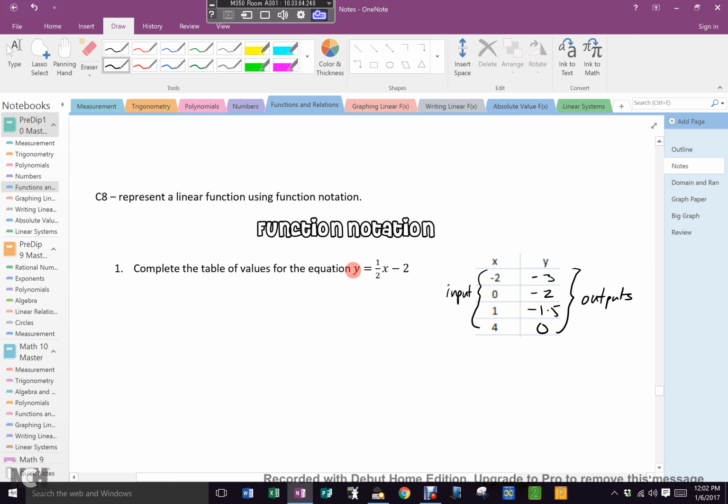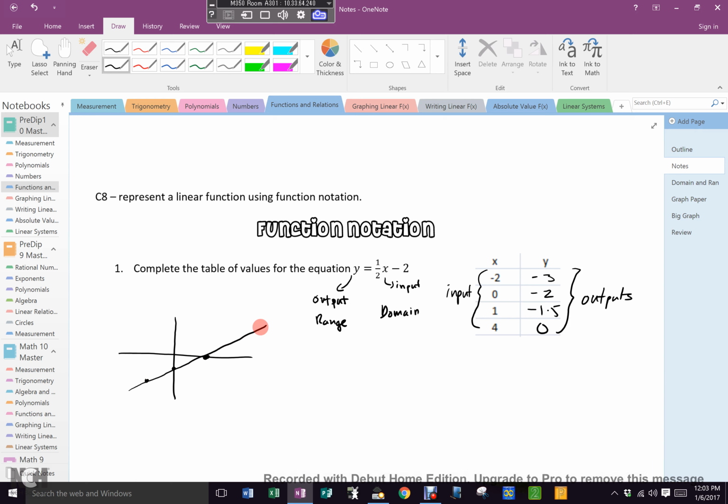So in this case, this is my output, which means it's my range. This is my input, which means it's my domain. So if I were going to graph this, I would go to -2, -3. Oops, I should have gone lower there. -2, -3. 0, -2, and 4, 0. I'm skipping the half because it doesn't matter. And then I would draw the line, right? Everybody remembers that from 9th grade, yes?